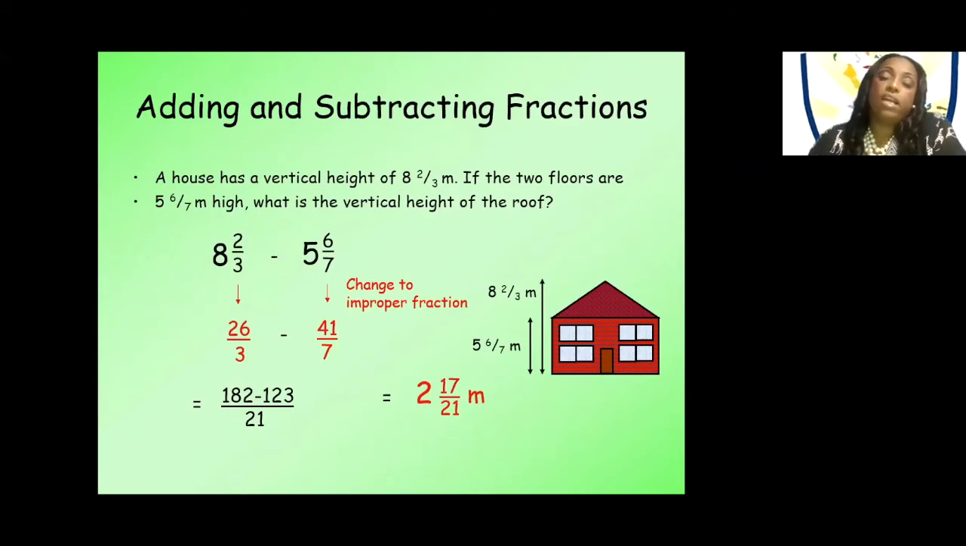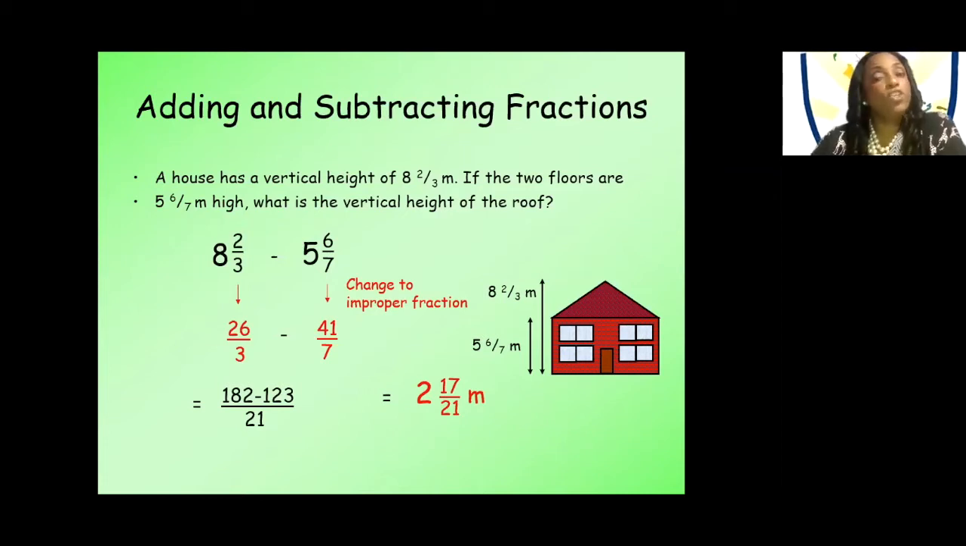Now, if you look at my diagram, what are you being asked to do? That's the first thing when you have worded problems, that's the first thing you want to ask yourself. What is this question asking me to do? So here you have this house. The height of the house is 8 2/3. That's the total height of the house. Now it's saying that the 2 floors, so that's from the ground, and it stops at the tip of the roof, as you can see, measures 5 and 6/7 meters high. What is the vertical height of the roof?